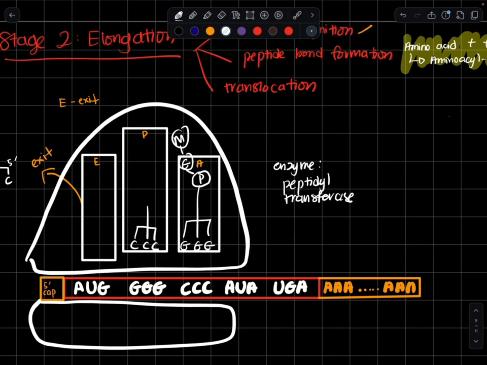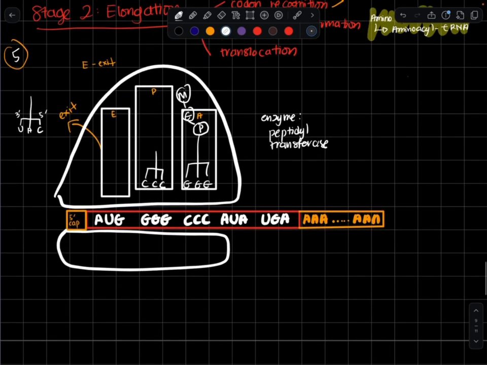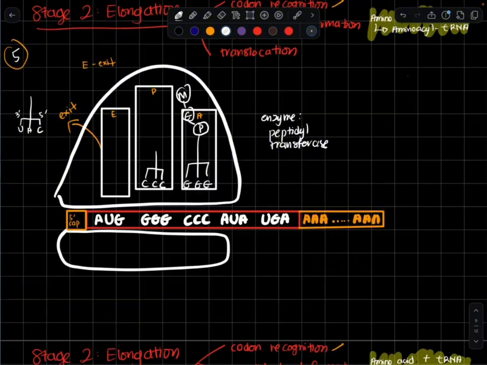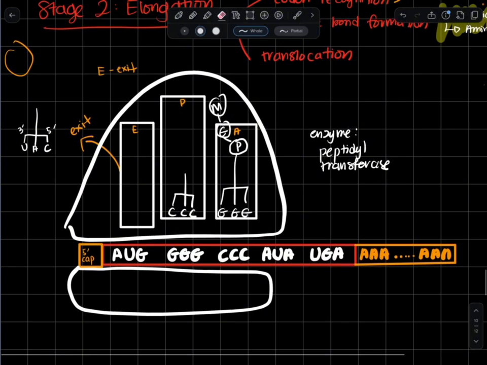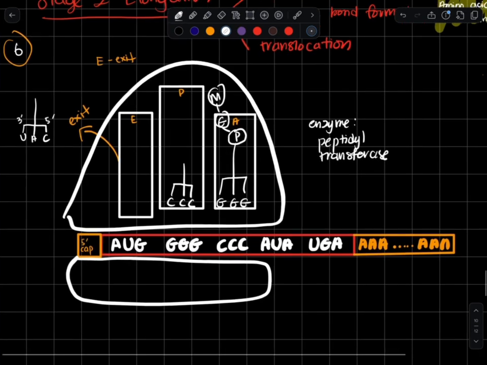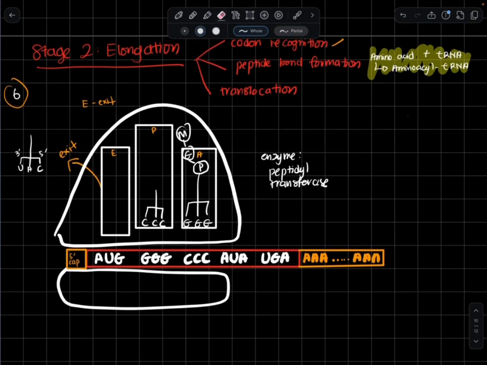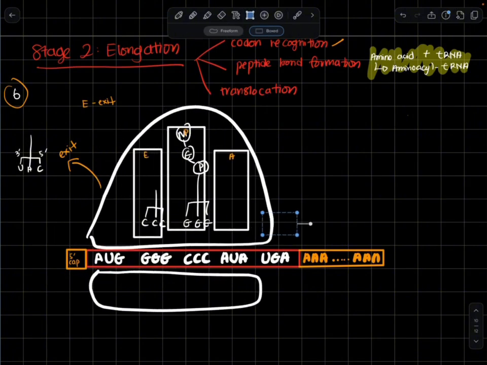And then remember what happened after that? Akan berlakunya translocation. So kamu lukis lagi satu. Okay, so for this one, nomor 6. The last one I promise for elongation. Kita akan gerakkan ribosome kita. Remember how many codon ahead? We're gonna gerak it 1 codon ahead.